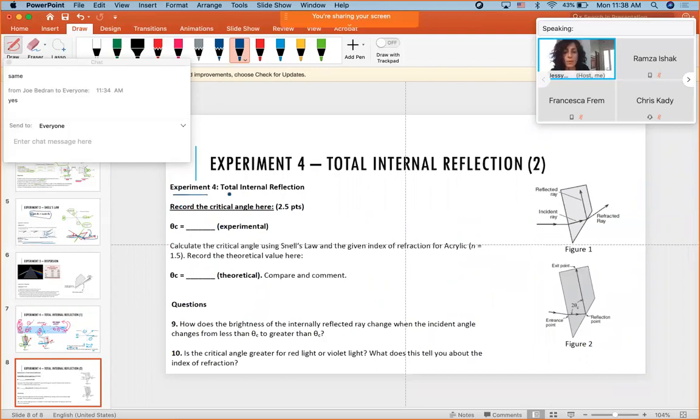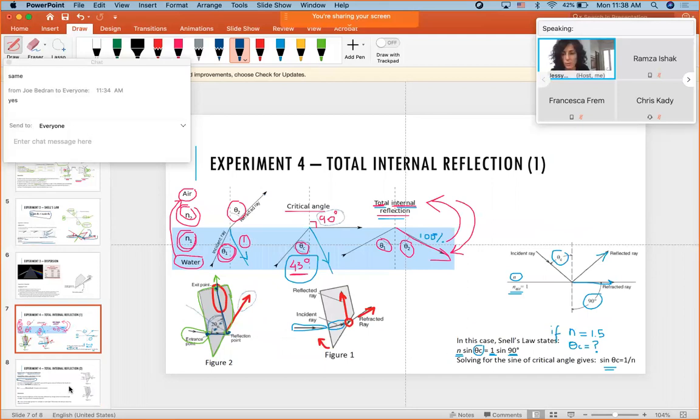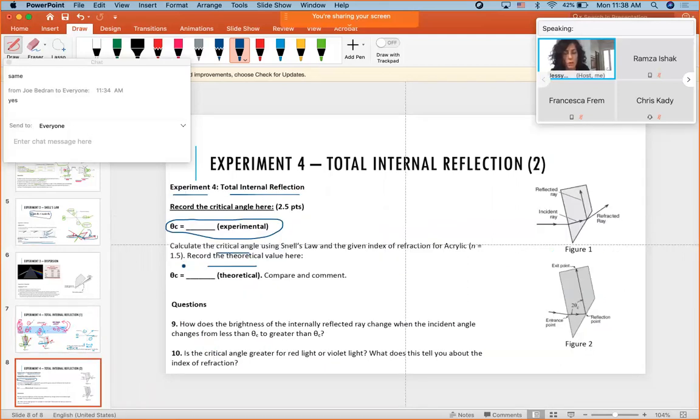Experiment 4, total internal reflection. Record the critical angle here. Experimentally, you already found 2 theta critical, so you can simply divide by 2. Now calculate exactly what Ramza did in here, and everybody helping Ramza as well. She found the theoretical one. Now you can compare percentage error, comment on sources of errors.